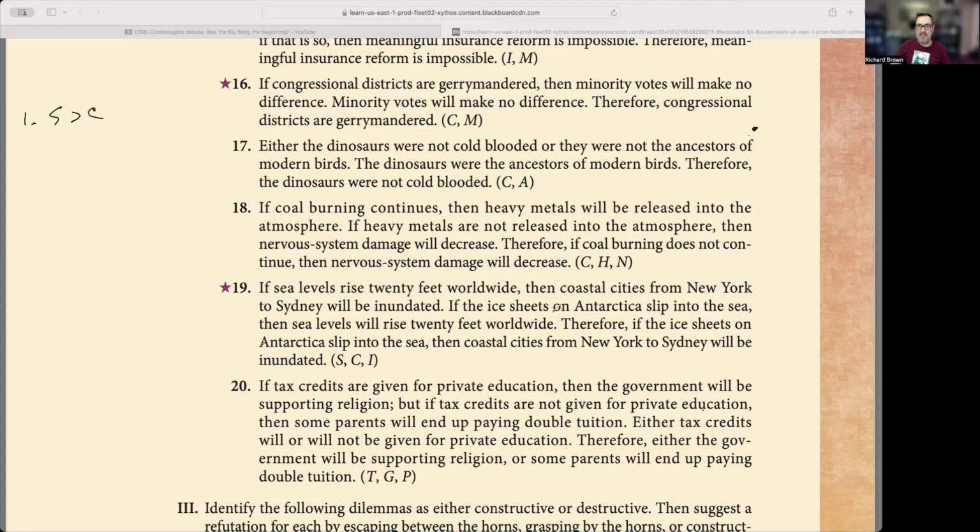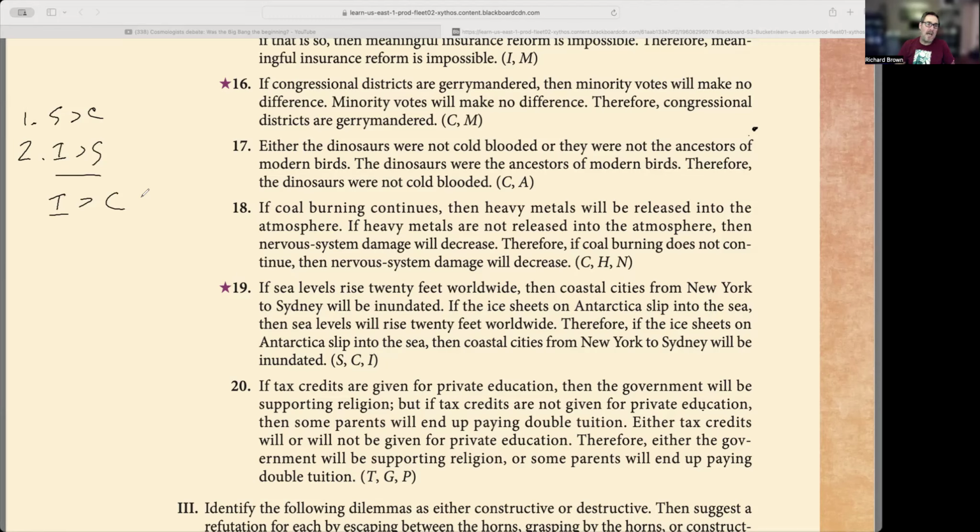This says if ice sheets on Antarctica slip into the sea, that must be I, then sea levels will rise 20 feet. So that's if I, then S. Therefore, if the ice sheets on Antarctica slip into the sea, then coastal cities from New York to Sydney will be inundated.